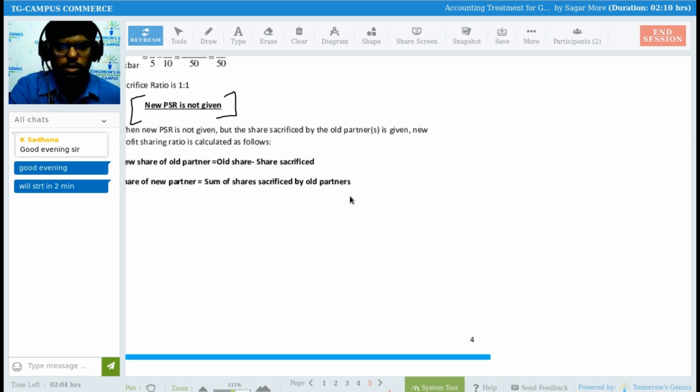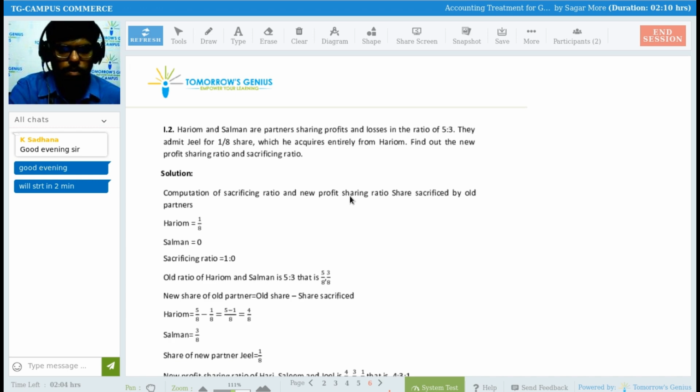When new PSR is not given, but the share sacrificed by the old partner is given, what do we do? As I told you, if you remember, the numerator of the share sacrificed by the old partner is nothing but your sacrifice ratio, right? Right, everyone? So under new PSR not given, the first thing we covered is when the share sacrificed by the old partner is given.